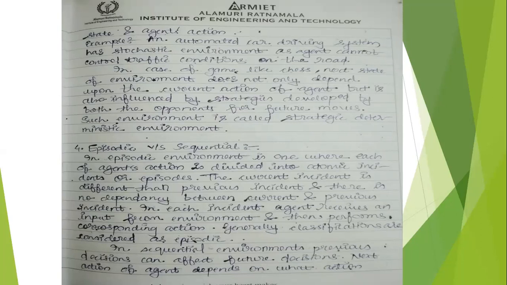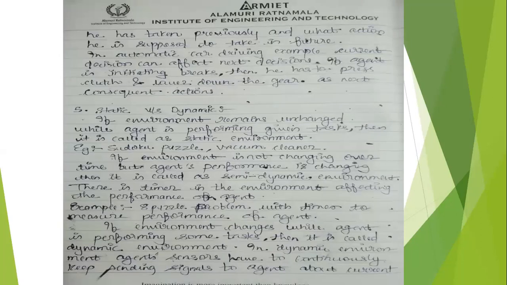In a sequential environment, previous decisions can affect future decisions. The next action of the agent depends on what action he has taken previously and what action he is supposed to take in the future. So here, what is happening? The action which is taken in the past will affect the action which he is going to take in the future.